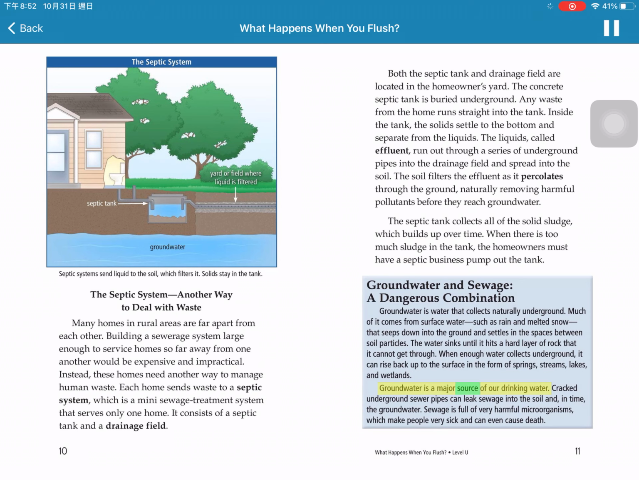Groundwater is a major source of our drinking water. Cracked underground sewer pipes can leak sewage into the soil and, in time, the groundwater. Sewage is full of very harmful microorganisms, which make people very sick and can even cause death.